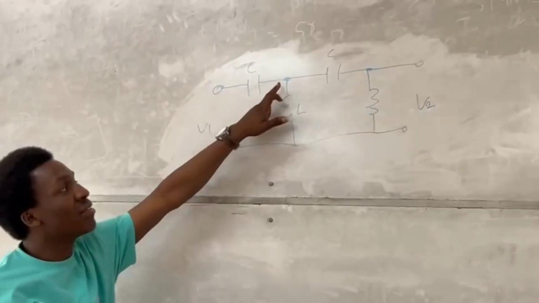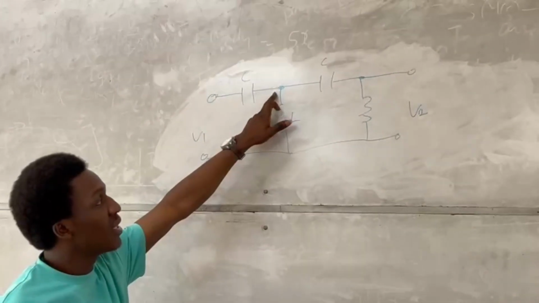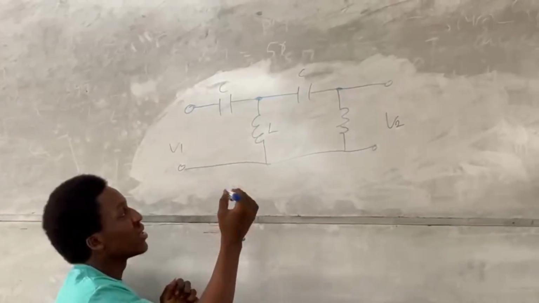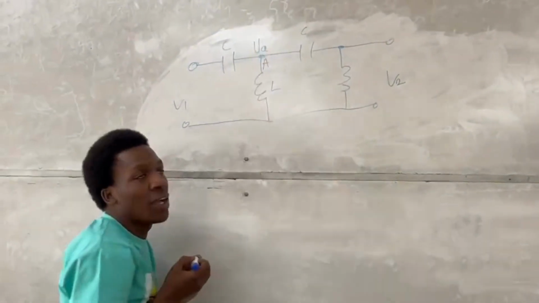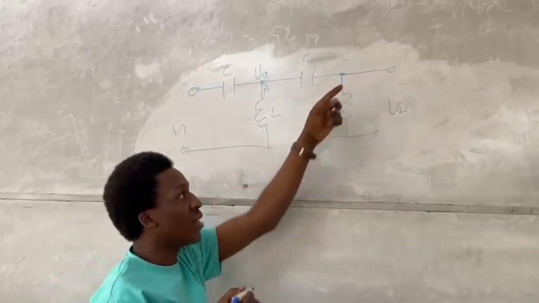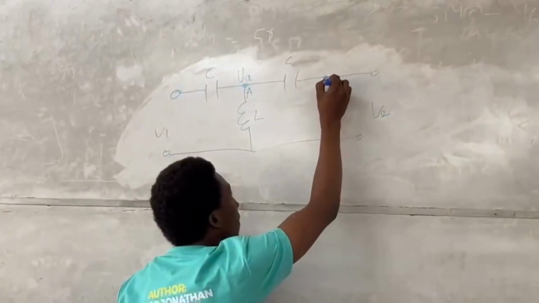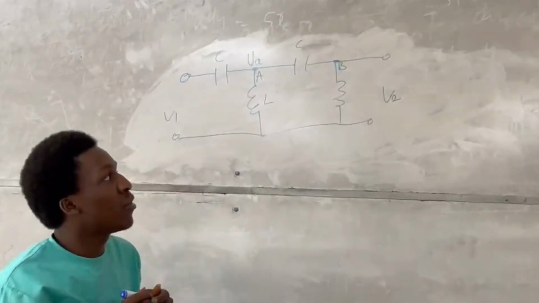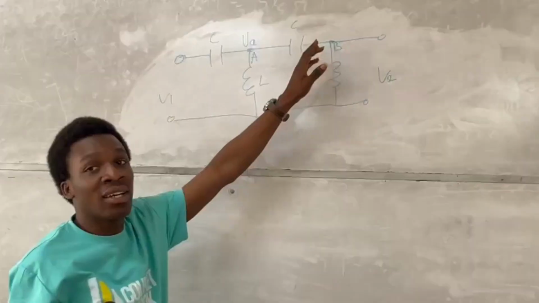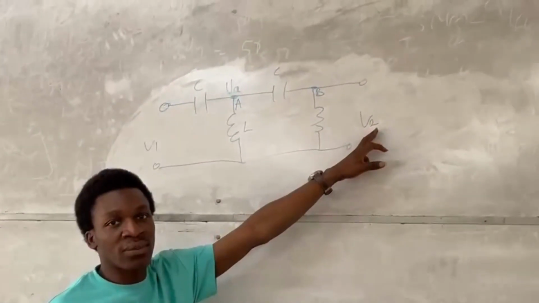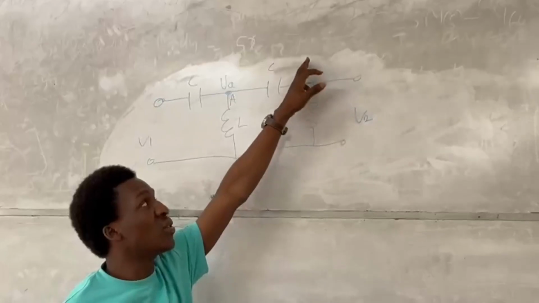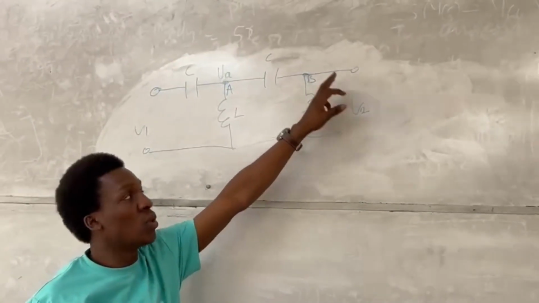So we can identify this first node here. Let's name it node A. And you can also identify a node here, which is node B. But you have to be careful in naming this node, because we know that this node here is the output source. That's V2. So this node here will be the V2 node.